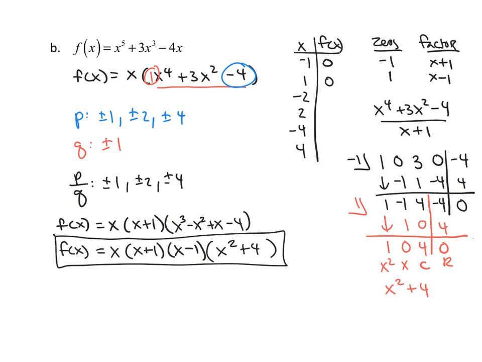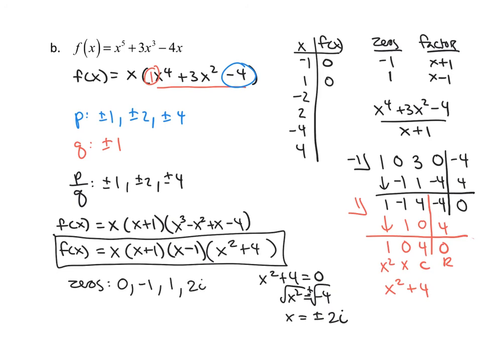So the zeros of this polynomial, well, I have 3 real zeros. I have a 0, the x gives us 0, x plus 1 gives us negative 1 as a 0, x minus 1 gives us positive 1 as a 0, and then if I solve x squared plus 4 equals 0, x squared equals negative 4, square root both sides, plus or minus, x equals plus or minus 2i. So positive 2i and negative 2i are the other two zeros.